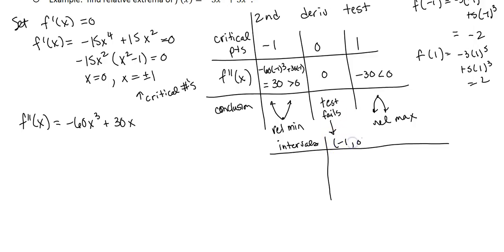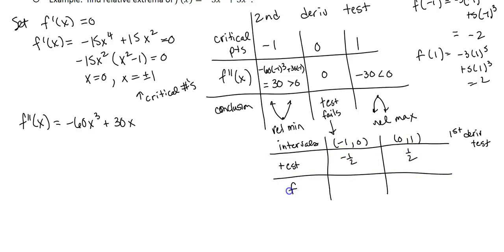So I would look at negative 1 to 0 and 0 to 1 because we're basically going to be using the first derivative test when the test fails. So I would pick my test points at maybe negative 1/2 and 1/2. I would plug those back into f prime of x, and if I plug a negative 1/2 into that negative 15x to the fourth plus 15x squared, I get a positive number. If I plug in a positive 1/2, I also get a positive number. So this is increasing, increasing. And so we can say that x equals 0 is neither.